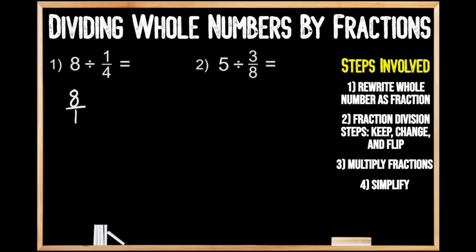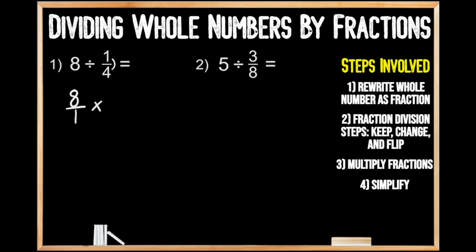Now we're going to move on to step number 2, where we're going to work through the fraction division steps in order to divide the fractions. Those fraction division steps are keep, change, and flip. We're going to keep our first fraction the same, so 8 over 1 is going to stay the same, but then we're going to change the operation. We're no longer going to be dividing, we're actually going to use multiplication to solve this division problem. So we're going to change our symbol to multiply, and then we're going to flip our second fraction.